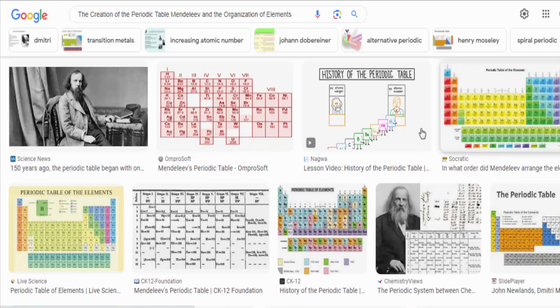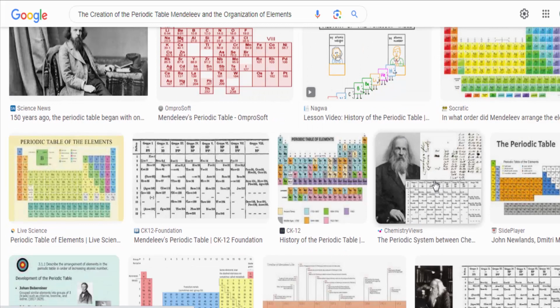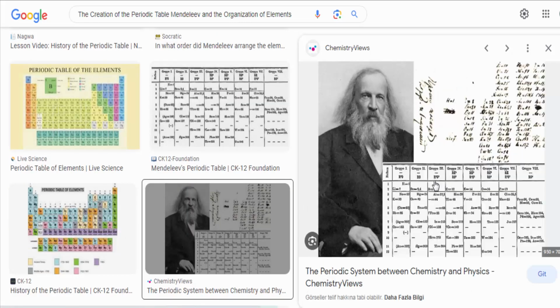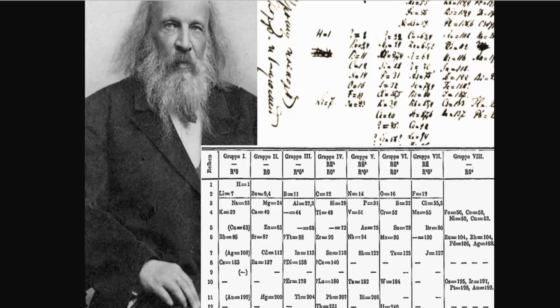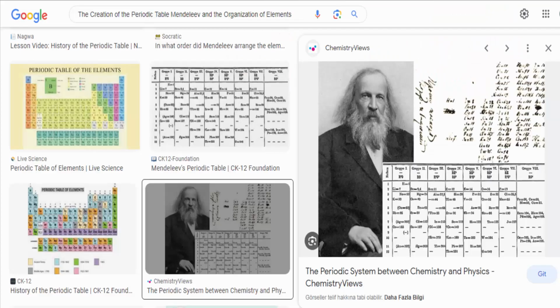To organize the elements, Mendeleev wrote the names and properties of the known elements on cards and began arranging them. He noticed that certain groups of elements displayed similar chemical properties, and he grouped them together. Mendeleev also left gaps for elements that were yet to be discovered, predicting their properties based on the patterns he observed.